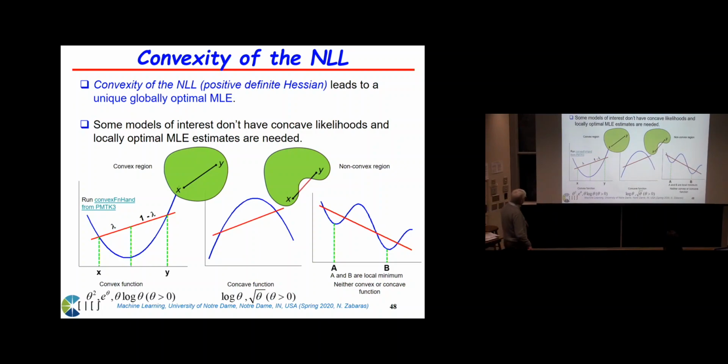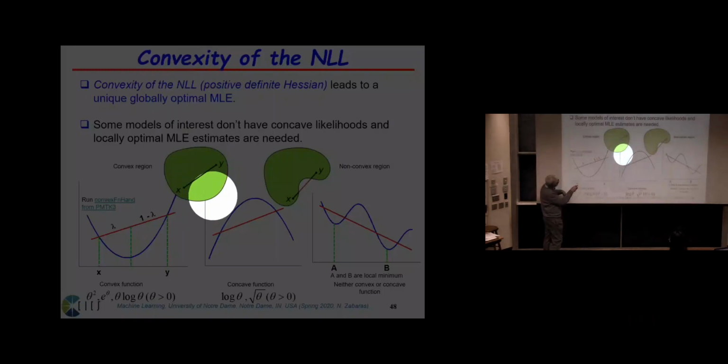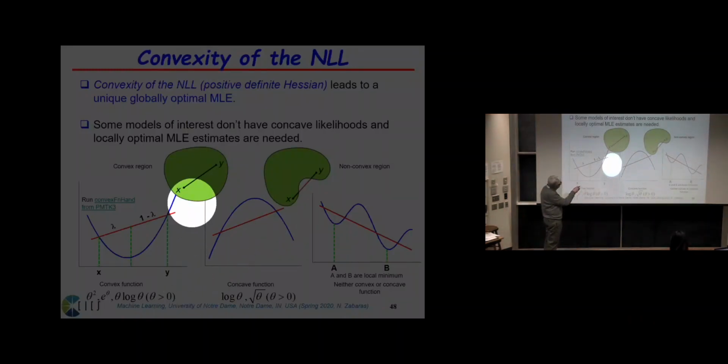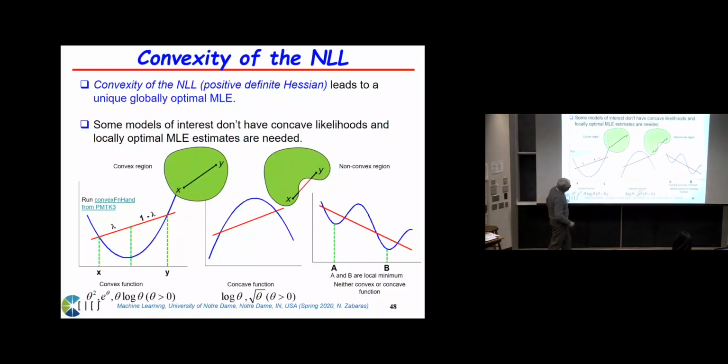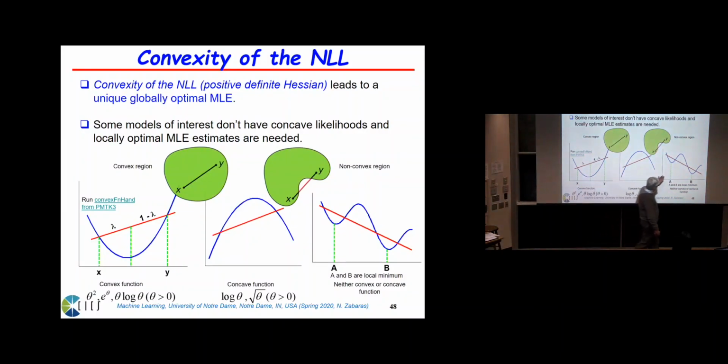So I'm giving you some reminders here of what a convex function is, or what a convex region is. I give you here a concave function and a non-convex region, so you can appreciate this function here that is not convex and not concave. You can see it has two minima at A and B, but they are not global minima. All right, so that can be an issue.